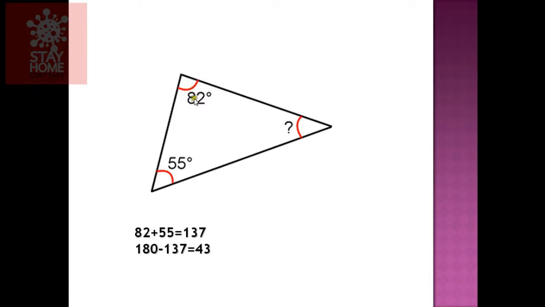See, this angle is 82 and this is 55. If this is 82 and this is 55, what would be the third one? 82 plus 55 equals 137. Now 180 minus 137 equals 43.